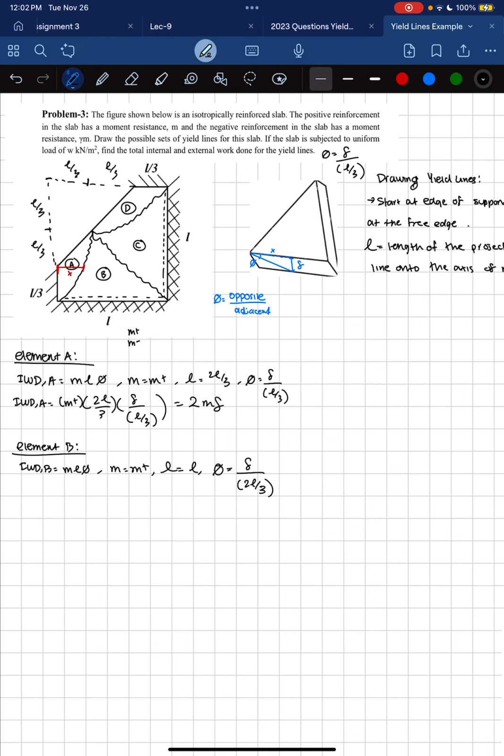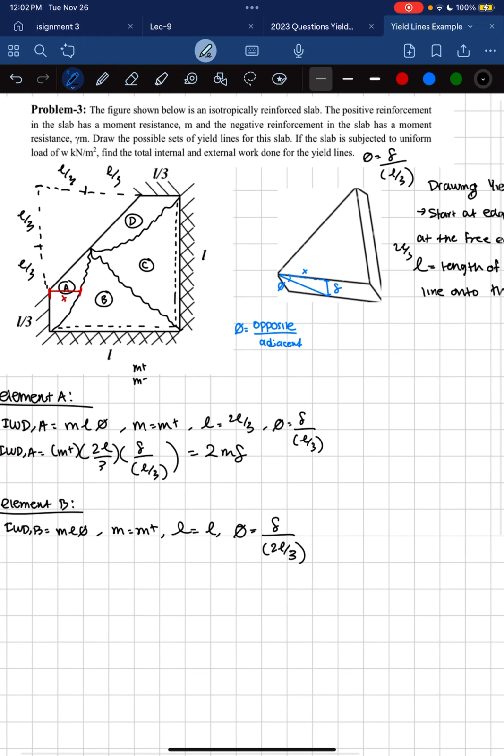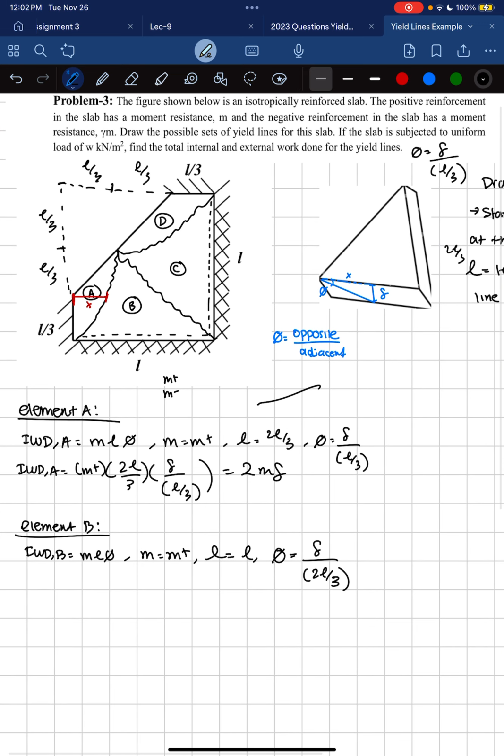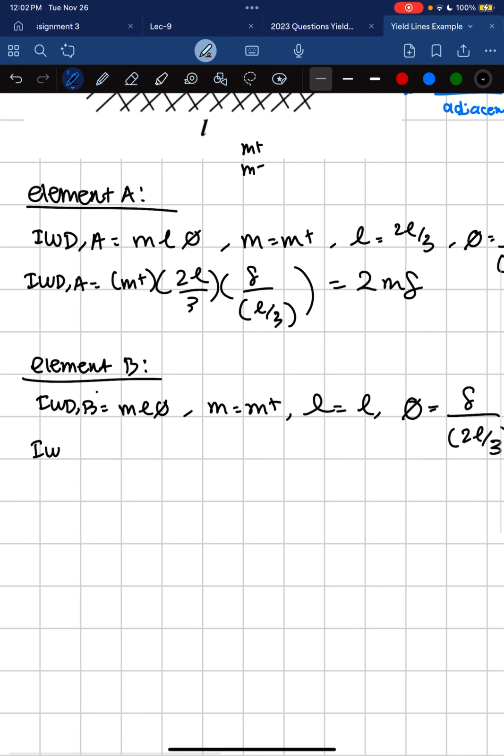Yeah, that makes sense. Then you can also imagine it going this way. 2L over 3. You have theta, then your deflection. It's a really bad drawing, but you get the point. When you're drawing it, imagine it going into the paper. Then, what's the positive internal work done by B? Positive equals M positive times L times 2L over 3.